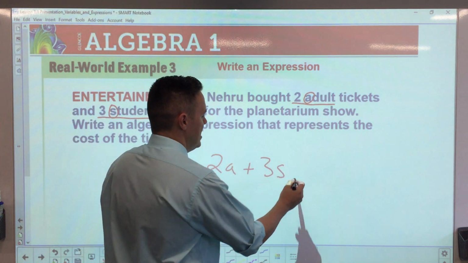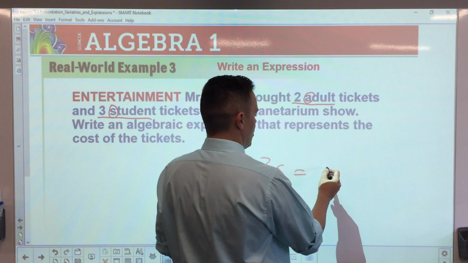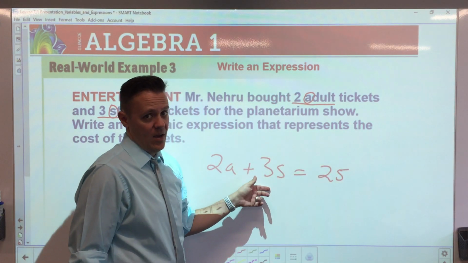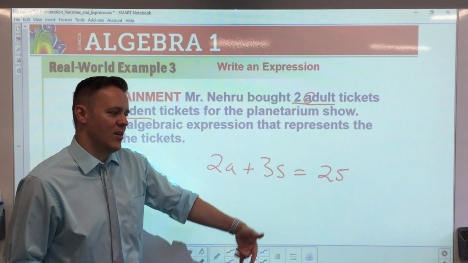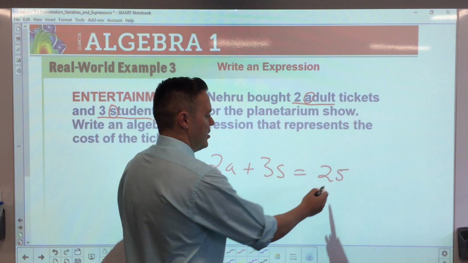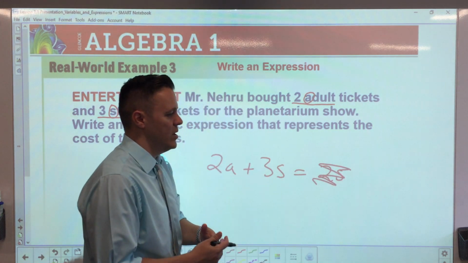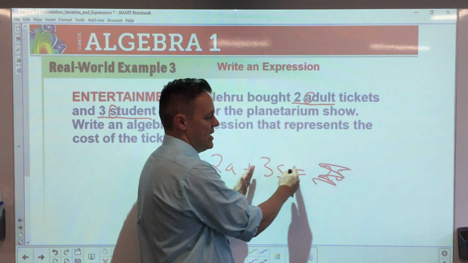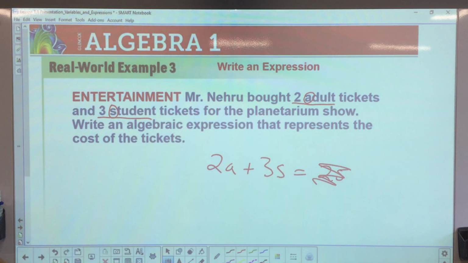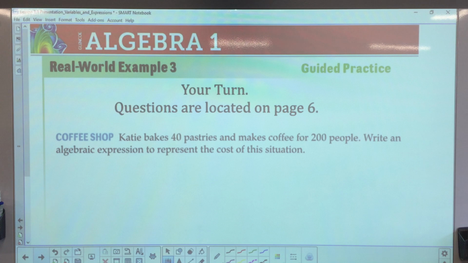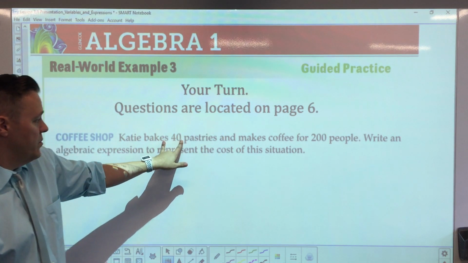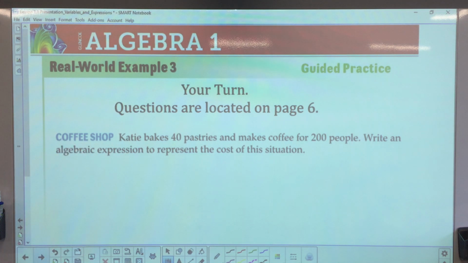If I did want to say he bought that and the total cost of the tickets was $25, could you figure that out? Yes, you could. That's something later on down the line that we'll cover, but just understand this is what we're looking for right now. We're not looking for the back end. What you're doing is building the front end so you understand how to finish the rest of it off. If you guys have any questions in class about that, please make sure you come see me. Your turn, and this is the last one. On page 6, fill this one out, and I'll be back in a second.